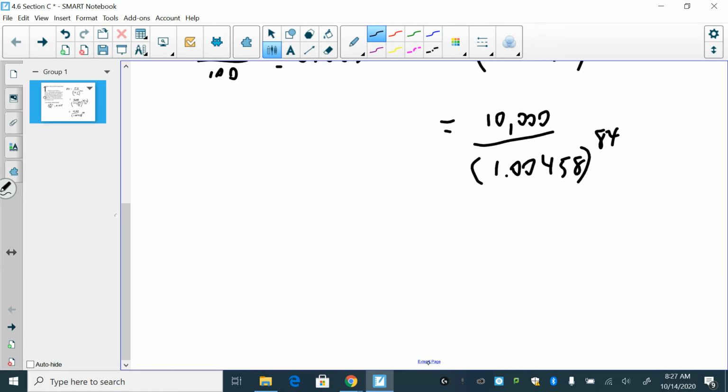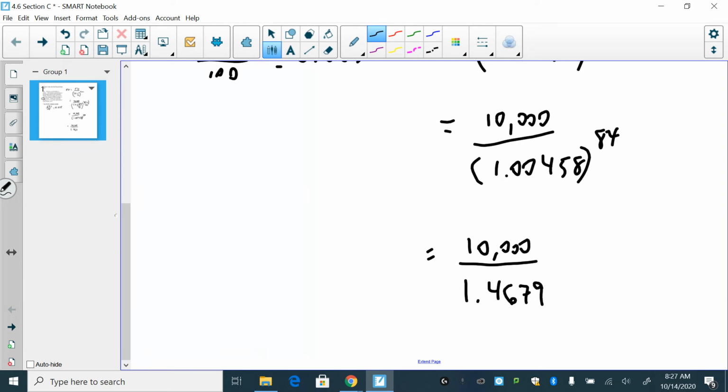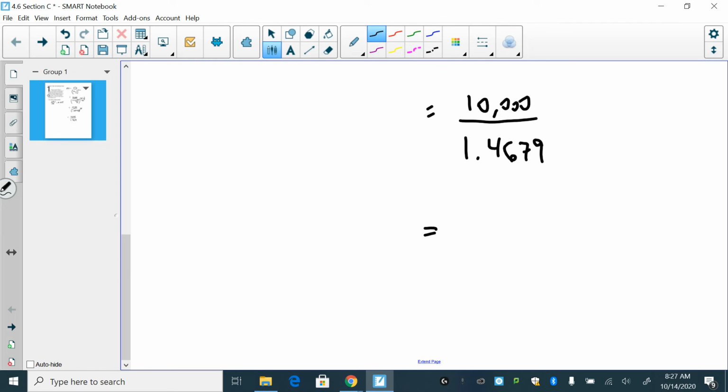All right. So now I'm going to rewrite the top again. And I'm going to do 1.00458 to the exponent of 84. So I got 1.4679. And so I'm just going to divide those two numbers now. So I've got 10,000 divided by that number, and I've got $6,812.39.